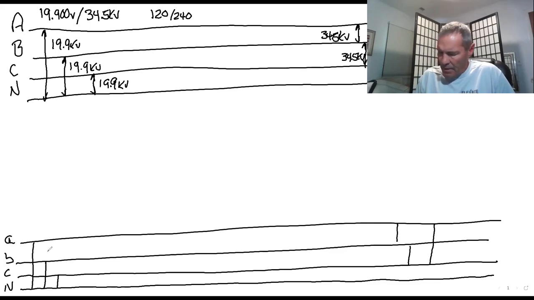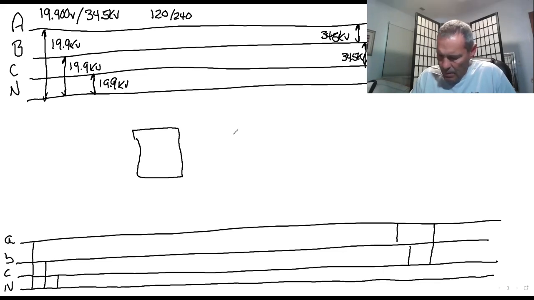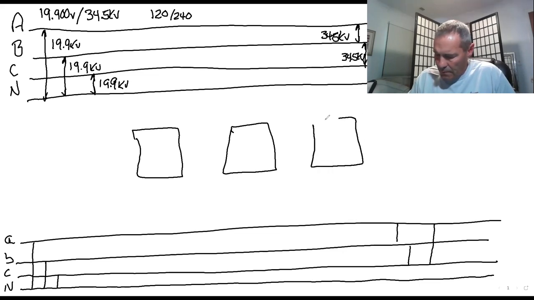So I'm not going to draw my secondary voltages in yet. I'm going to do that when it comes time after I get my transformers in. How many transformers are in a closed delta bank? Three. I'm going to go one, two. Ooh, that's an odd-looking transformer. Three. Draw my bushings in.